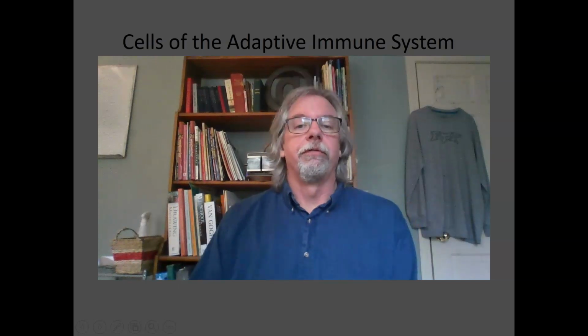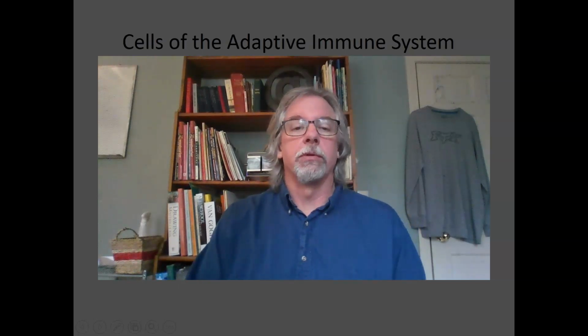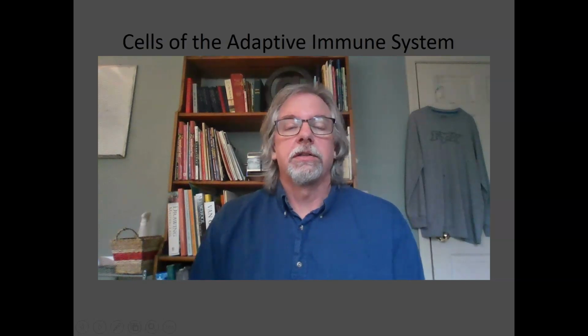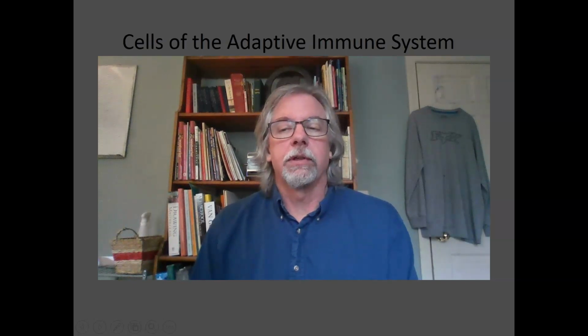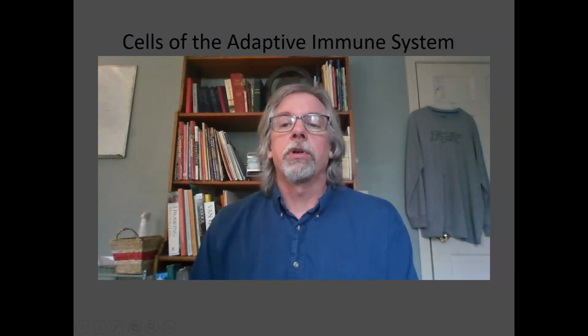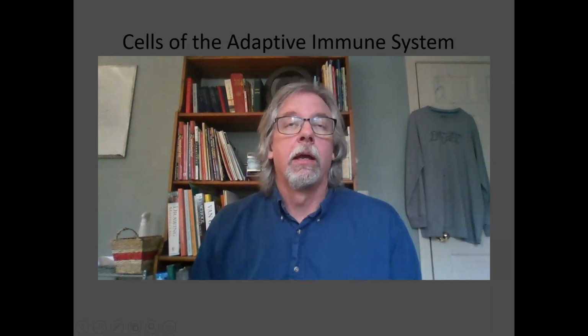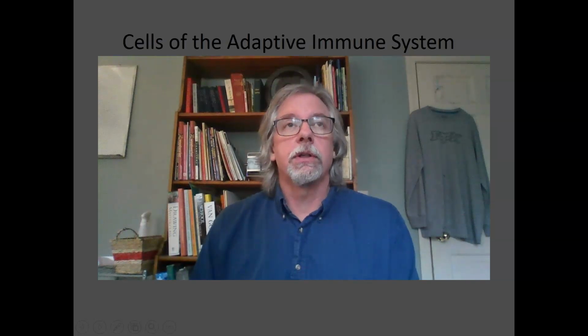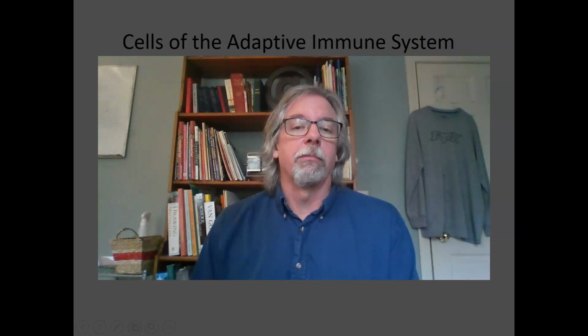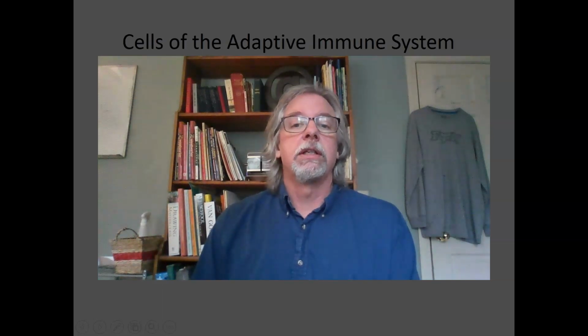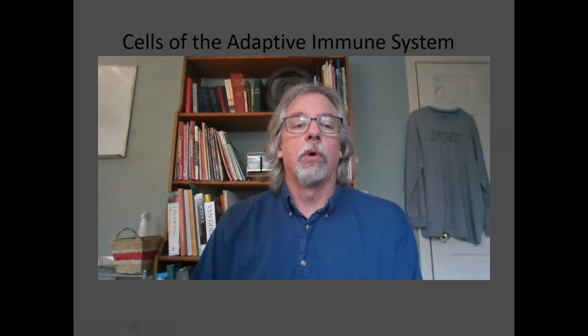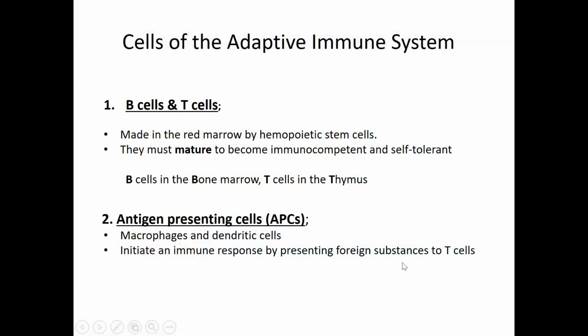Hey everyone, this is video number 6 for the immune system. In this video, I want to start talking about the topic of adaptive immunity and focus on the lymphocytes, T and B lymphocytes. They're very important cells for adaptive immunity, and there are a number of important steps in development of functional T and B cells. So let's take a look at that.